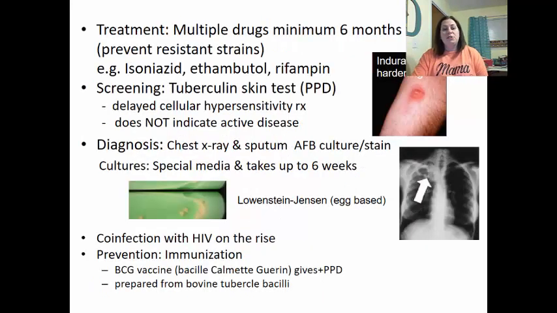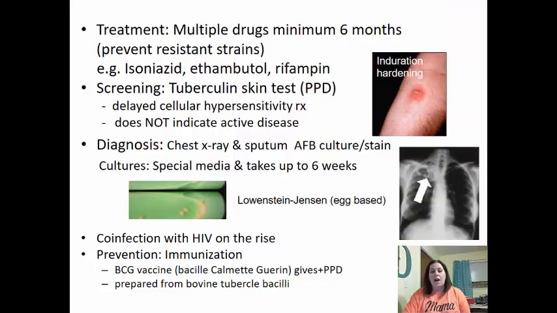So treatment for tuberculosis includes multiple drugs, a minimum of 6 months. This is to prevent resistant strains. This is what we call the first line drugs. Isoniazid, the ethambutol. We also see rifampin. The screening, though, is going to be using the tuberculin skin test, or the PPD.